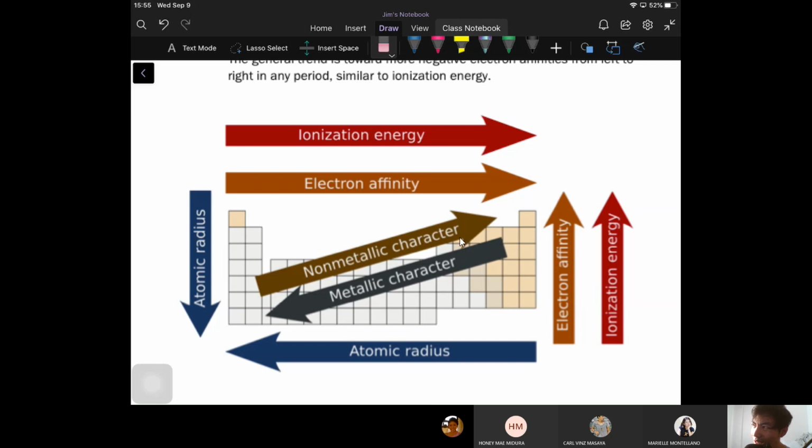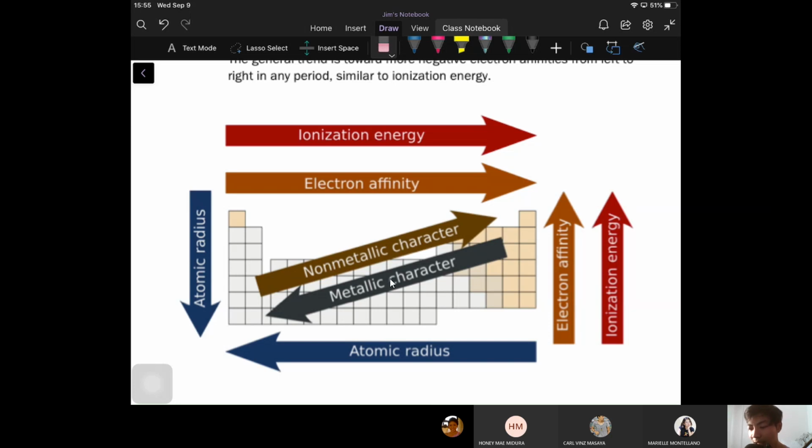Ano naman to? Metallic and non-metallic character. Ang idea lang nito is that as you go down to the left side of the periodic table, you will see metals. As you go up to the right side, makikita mo yung mga non-metals.